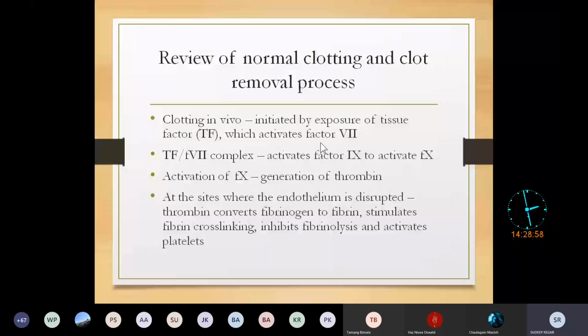And this tissue factor, factor 7 activated complex, it activates the factor 9, which will in turn activate the factor 10. And this activation of factor 10 will lead to generation of the thrombin. And at the sites where there is trauma, or where the endothelium is disrupted, at that area only, the thrombin will convert the fibrinogen to the fibrin. It will stimulate the fibrin cross-linking, and it will inhibit the fibrinolysis and also activates the platelets.